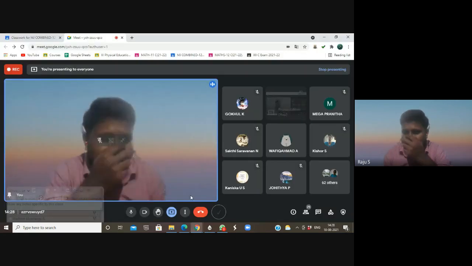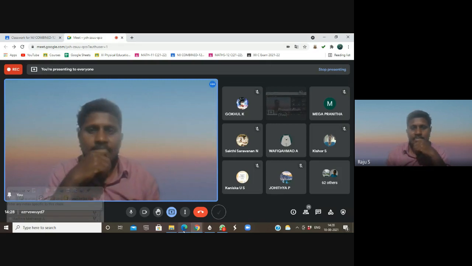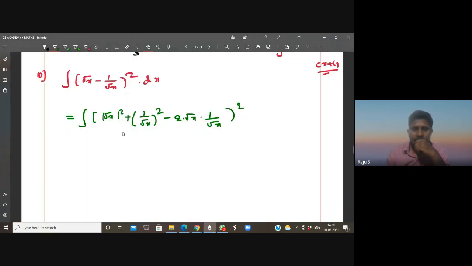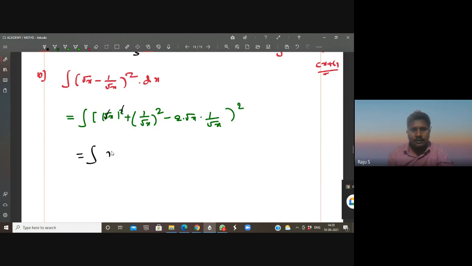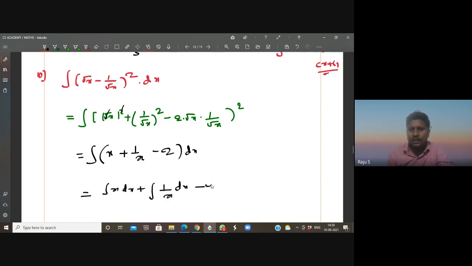Students, what is the answer here? So the integral square root gets cancelled, leaving (x plus 1 by x minus 2) dx. Now you can write it separately as in NCERT: integral x dx plus integral 1 by x dx. Here 2 is a constant, you can take it outside, and simply write it like this, plus c.